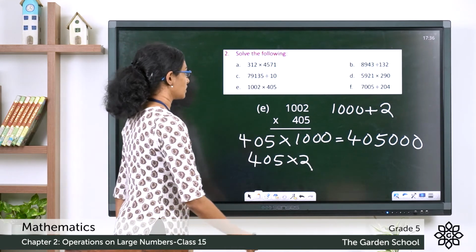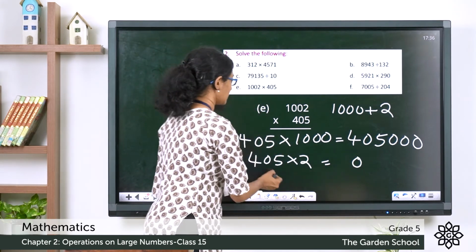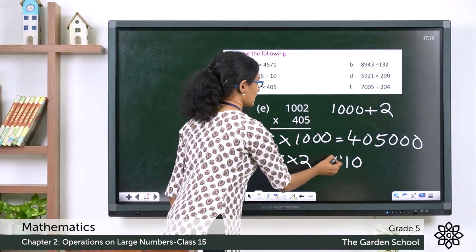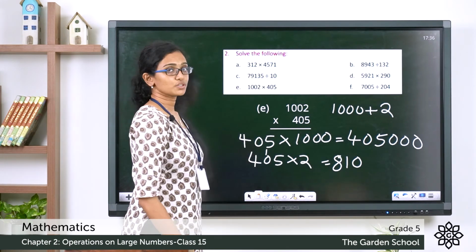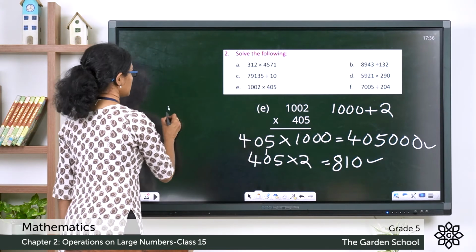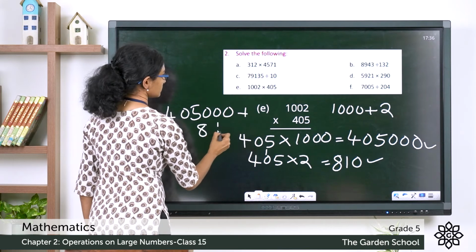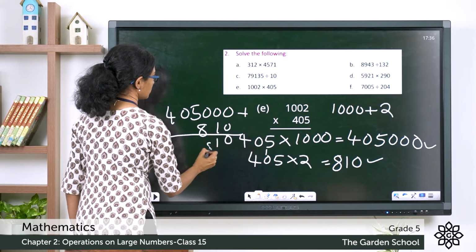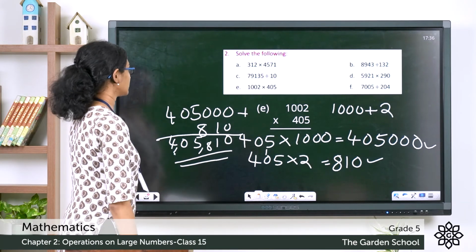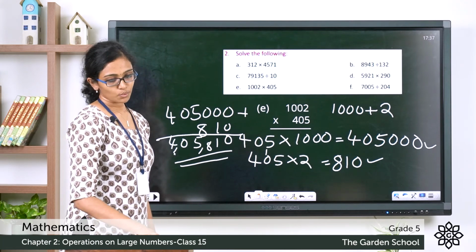405 into 2. So 405 into 2 is 2 into 5, it is 10. I carry over 1 here. 2 into 0, 0 plus 1, 1. 2 into 4, 8. Now, what you have to do? You have to add up this number and this number. So, let's add up those two numbers. So, that gives you the final product 4,05,810.